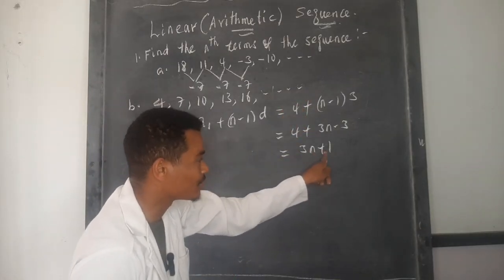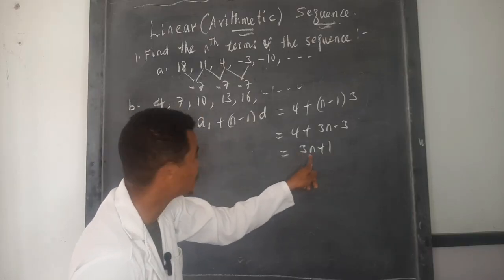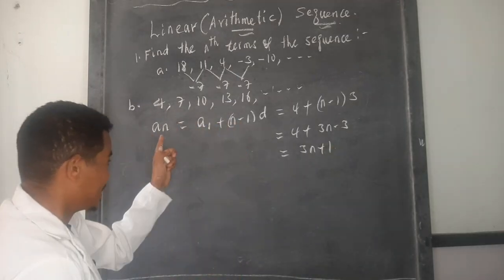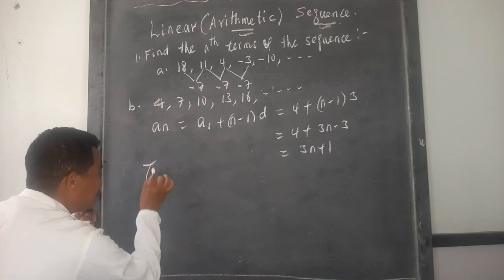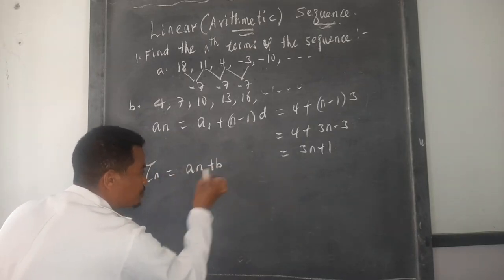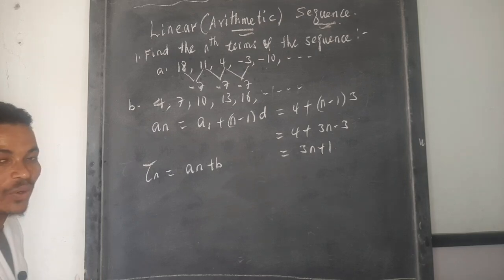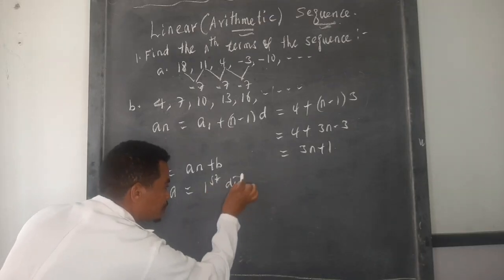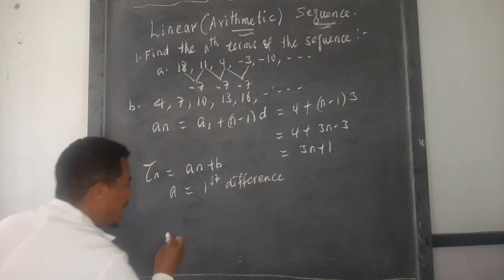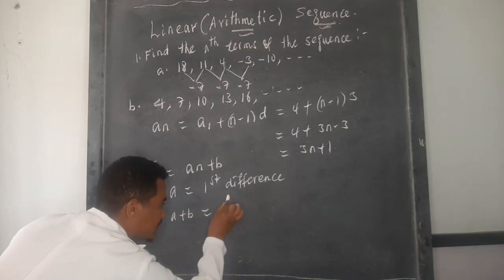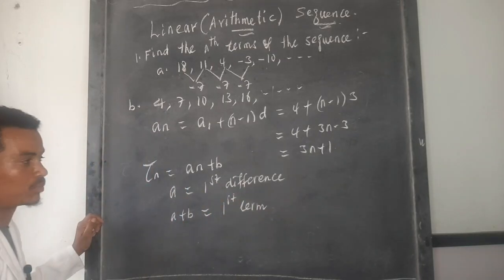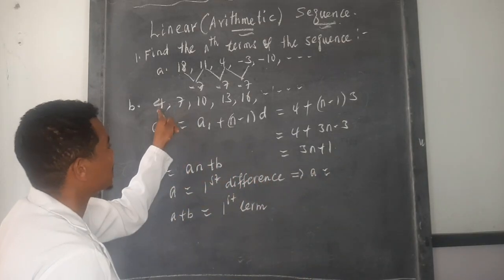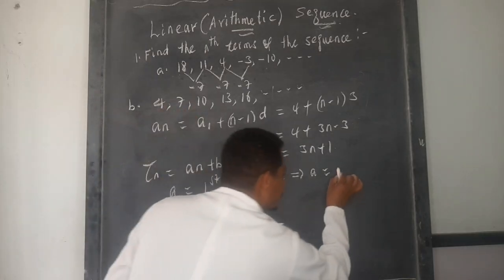If we ask for a1, we replace n with 1: 3 times 1 is 3, plus 1 is 4. If we ask for a2, 3 times 2 is 6, plus 1 is 7. For a50 or a100, we use this formula. In the second technique, what do we do? tn is equal to an plus b. So the general formula for an arithmetic or linear sequence, where a is equal to the first difference and a plus b is equal to the first term. We use this formula. So this implies a is equal to the first difference, 7 minus 4, or 10 minus 7, which is 3.